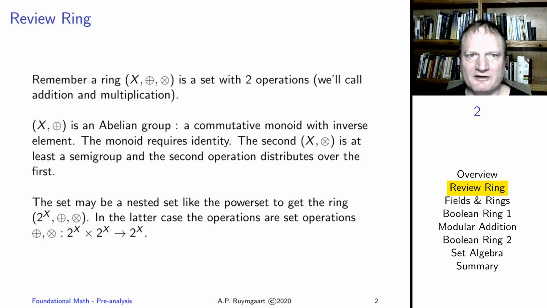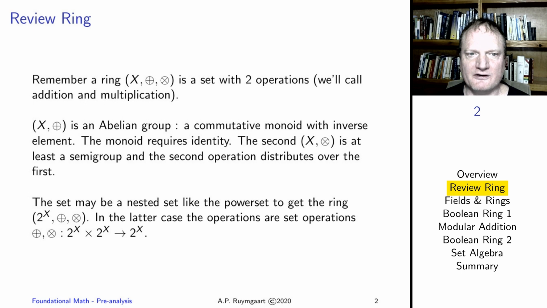Let's start by really quickly reviewing what a ring is. Remember, a ring is a set with two binary operations that we'll call addition and multiplication. The first operation must be an abelian group, that is a commutative group or commutative monoid with inverse elements, and also requiring identity elements. The second operation, which would be the set with multiplication, is at least a semigroup, and the second operation distributes over the first operation.